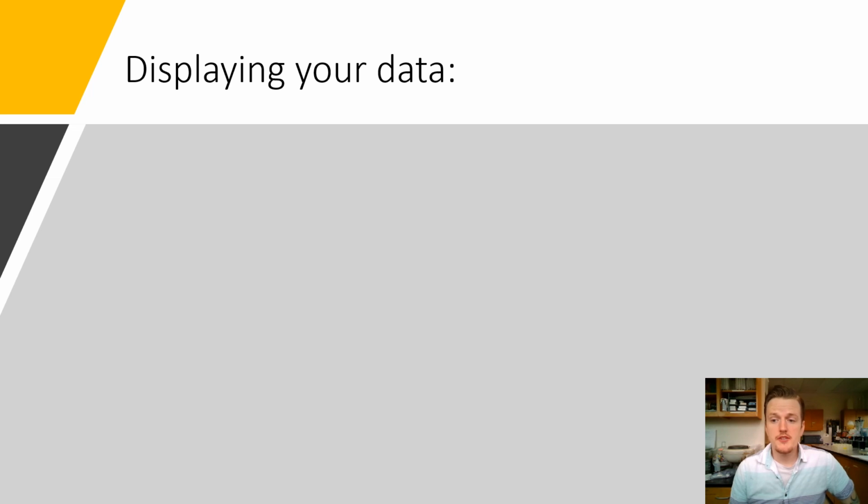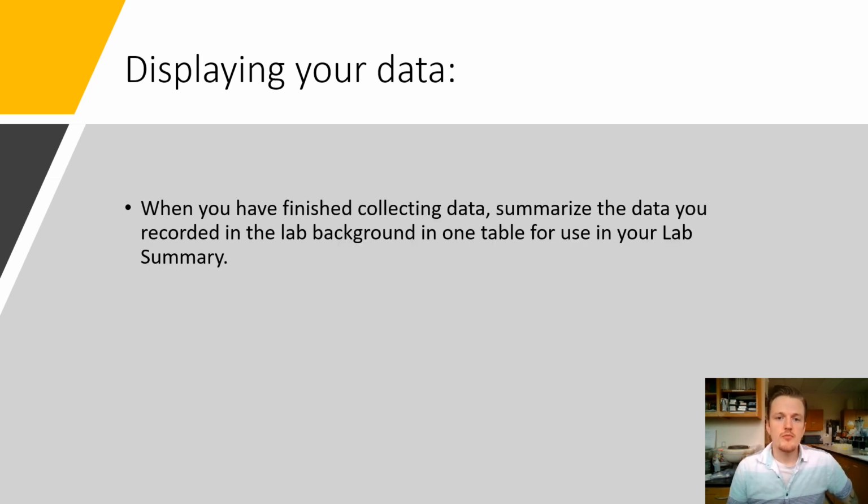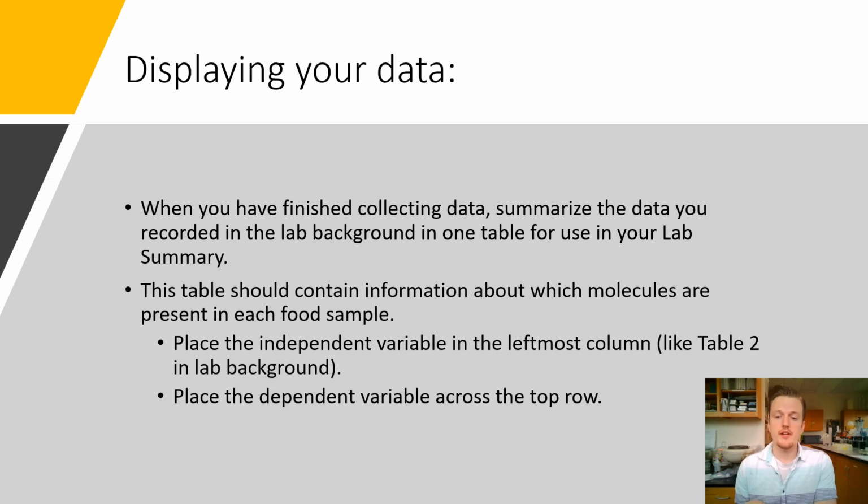So as you are watching the video with this week's experiment, when you have finished collecting your data, make sure that you summarize the data that you recorded in the lab background in one table for you to use in your lab summary. It should just be one table. This table should contain information about which molecules are present in each food sample. Put the independent variable in the leftmost column, and then place the dependent variable across the top row. So independent, dependent, fill in the graph.